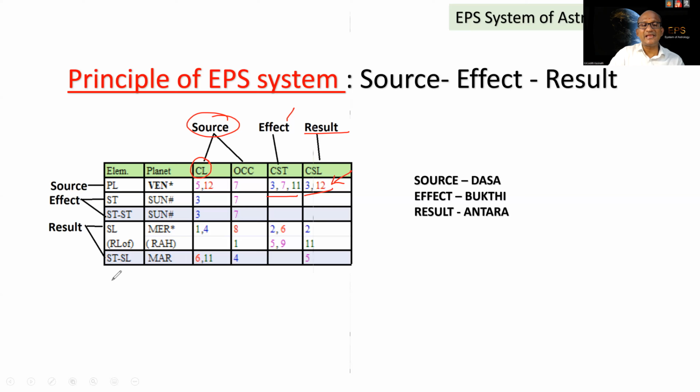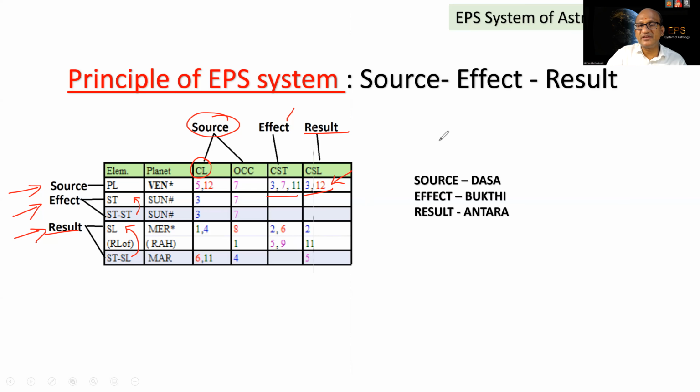Then, while we are studying a planet's complete signification, we have to study the planet, star lord of the star lord, sublord, and star lord of the sublord. In that, the planet is the source. The star lord is the effect. And the star lord of the star lord is also a supportive level to the star lord. And the sublord is the result. The star lord of the sublord is also a supportive level to the sublord. This way, source, effect, and result have to be studied step by step.